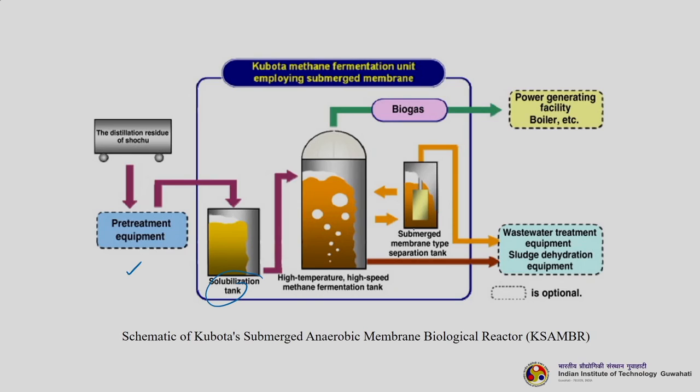So, it is a tank in which the membrane module is submerged in an aqueous system. Then, whatever is coming from the membrane system goes to the wastewater treatment equipment, right, and the sludge from the methane fermentation tank goes to the sludge dehydration equipment, right. Then the biogas which is forming here goes to a power generation facility, boiler, etc. Okay. So, this is an excellent system, it is in place in many installations around the globe and is found to be one of the best or most efficient systems.